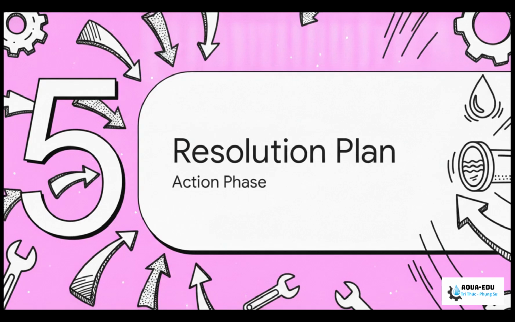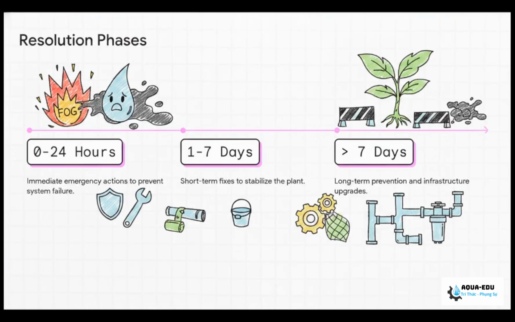Time to fight back. Section 5. Executing the resolution plan. All right, let's rally the crew for the action phase. This is how we regain control of the plant. We have a battle timeline that separates our immediate firefight from the long-term war on grease. It breaks down into 3 phases.